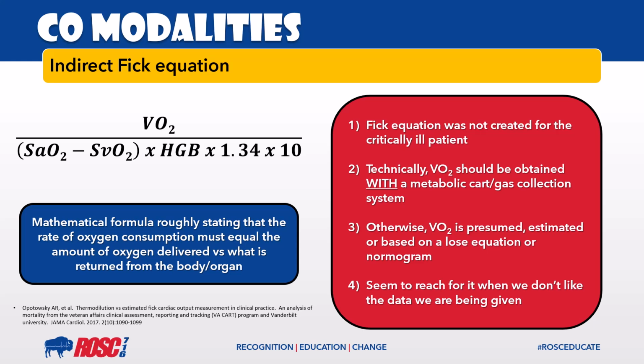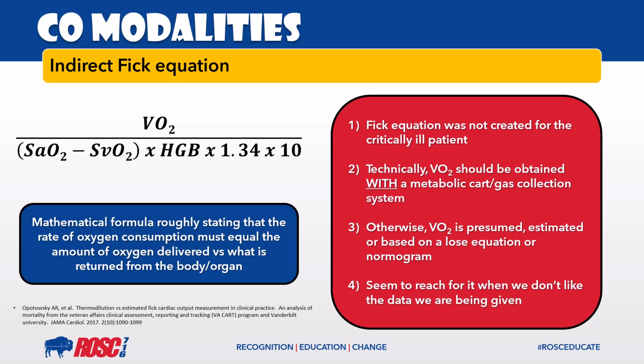Technically, VO2, oxygen consumption, needs to be measured. It's obtained with a metabolic cart. I haven't seen one of those in about 2 decades. So we essentially guess what the VO2 is. A lot of calculators are fixed for 200 mLs per minute. Some other ones have a loose equation or a nomogram it follows. But it's presumed, it's estimated, it's not accurate.